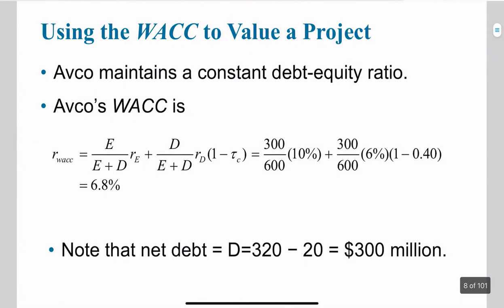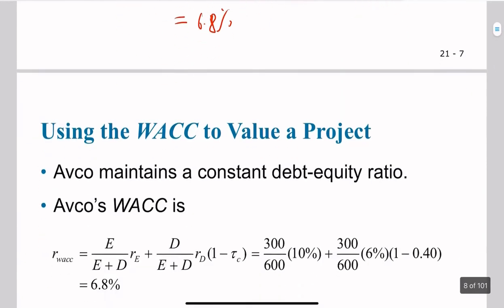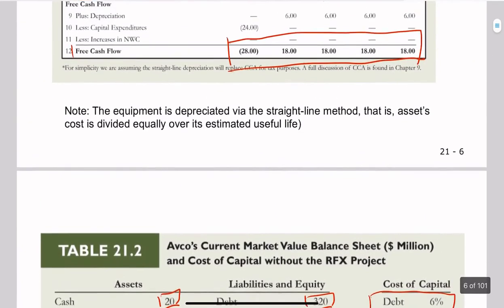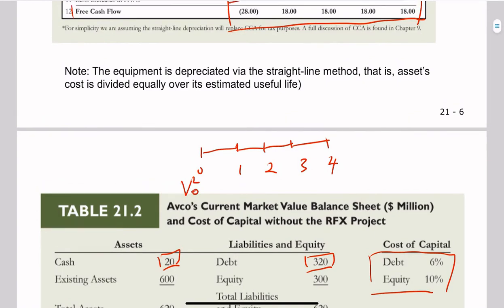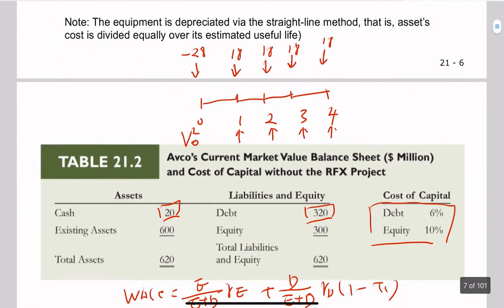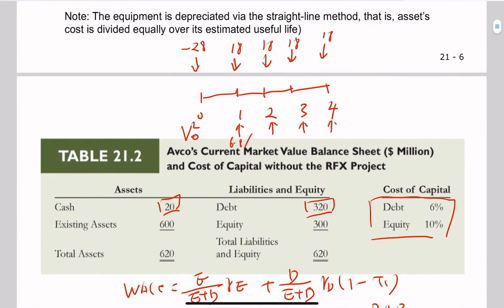Okay, now after getting cash flows and WACC, it's time for us to find out this project's present value. So if you look at the timeline here, then you would know that the purpose is you want to find out this project's value at date zero. And then you have these cash flows, minus 28, 18, 18, 18, and 18. And then you have WACC at these four dates, which are given by 6.8%, 6.8%, 6.8%, and 6.8%.